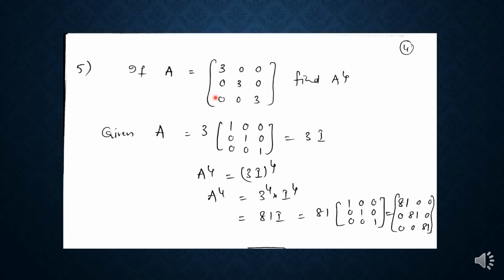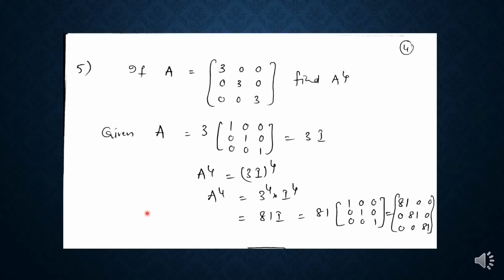simply we can write the given matrix by taking 3 as common. A is equal to 3 into [1 0 0; 0 1 0; 0 0 1]. Taking 3 common means dividing each element by 3, so we get 3 into [3/3 0/3 0/3; 0/3 3/3 0/3; 0/3 0/3 3/3], that is 3 into [1 0 0; 0 1 0; 0 0 1], which is called a unit matrix. This is equal to 3I. So A can be written as 3I.